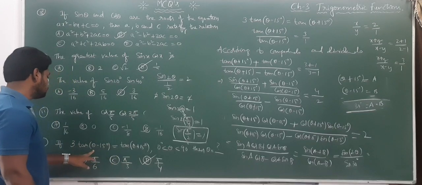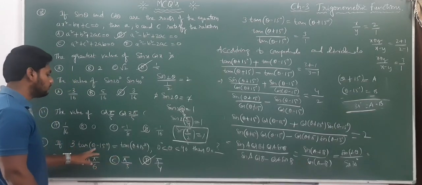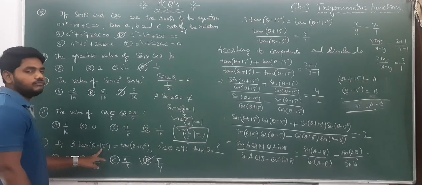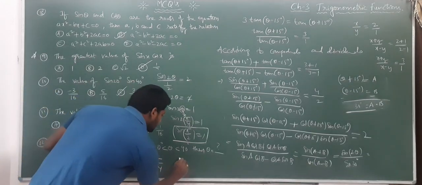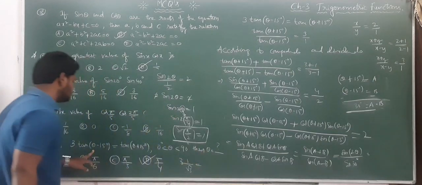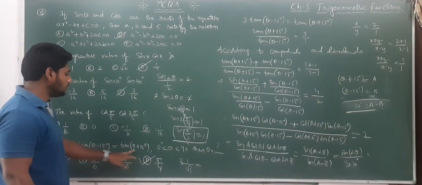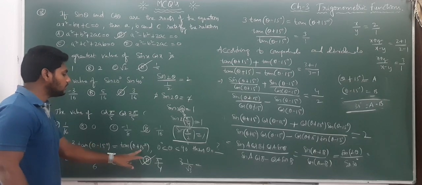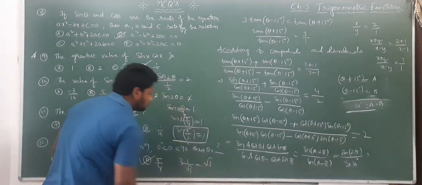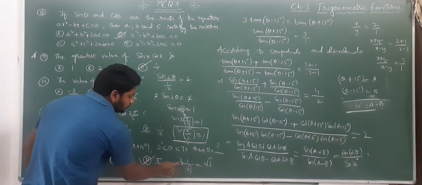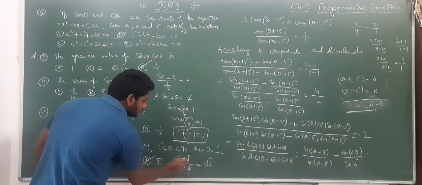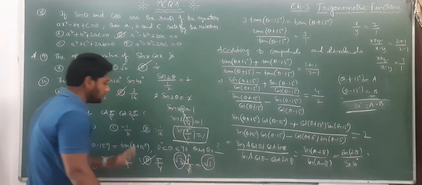Substitute pi by 4, which is 45 degrees. Tan of 45 minus 15 is tan 30, and 3 into tan 30 degrees, which is 1 by root 3, should equal tan of theta plus 15. What is theta? 45, and 45 plus 15 is 60. What is tan 60? Root 3. So 3 by root 3. We can write 3 as root 3 into root 3, the root 3 cancels, and root 3 is equal to root 3. So pi by 4 is our answer.